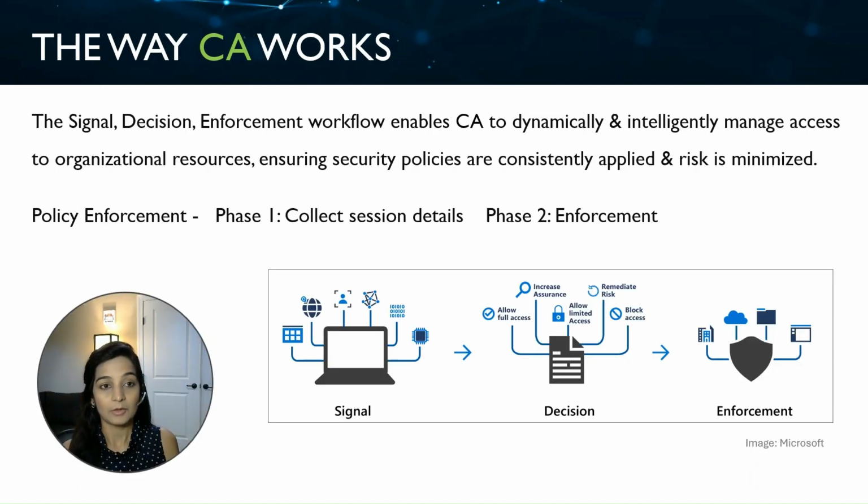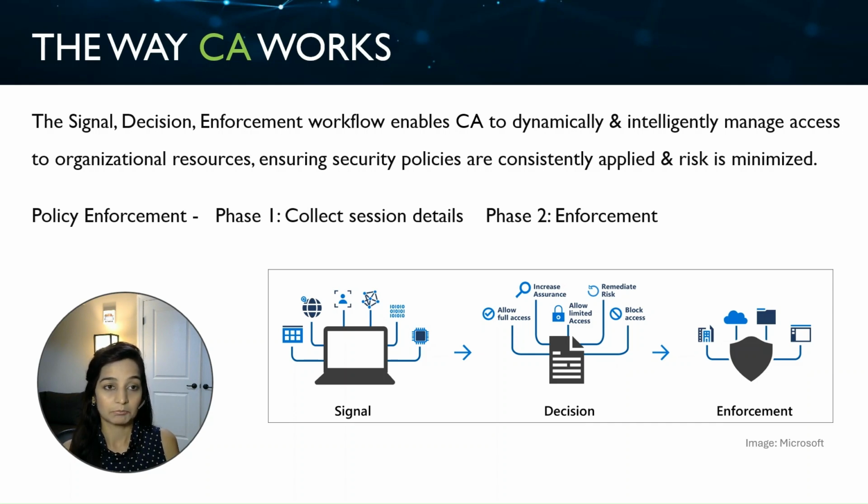Next up, how do conditional access policies function or work? These policies operate through a structured workflow composed of three primary components: signal, decision, and enforcement. Signals are the inputs that conditional access evaluates to determine the risk level of an access request. Signals can be from identities, endpoints, applications, network, and so on.